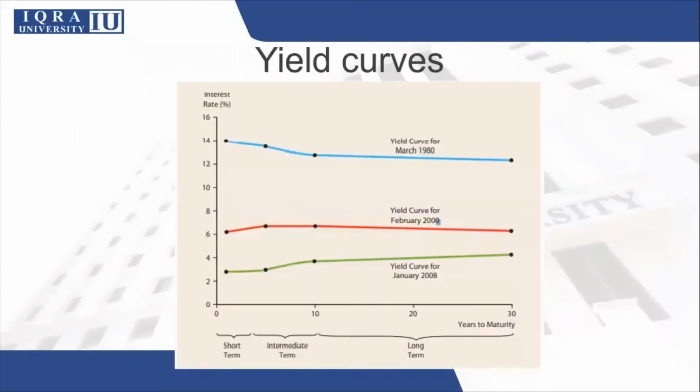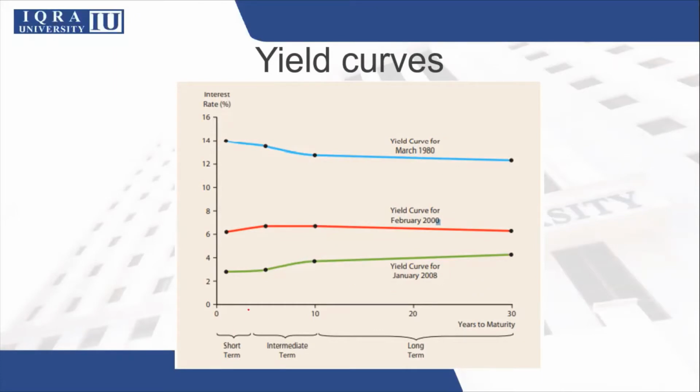Now we're going to look at some yield curves. A yield curve is a graph that shows the relationship between bond yields and maturity. You can see that there are three yield curves. One is for March 1980, then one is for February, and the other one is January 2008. They are for different months and different years.